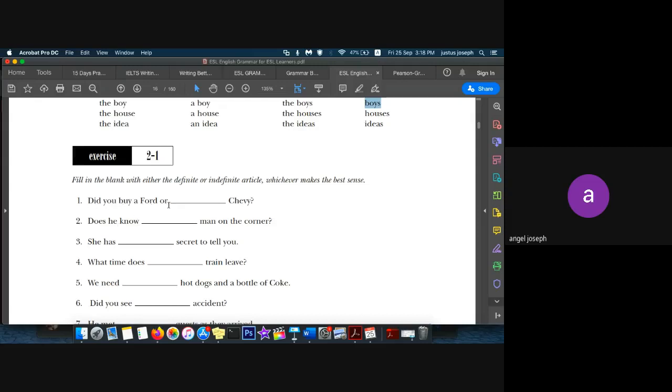Did you buy a Ford or dash Chevy? These are cars, Ford, Chevrolet, those cars. So somebody is asking a question. Did you buy a Ford or a Chevy? The answers are a and the, any one of them. Even if you don't know, just guess. Just three options, so 33.33% of the time you might be correct. So at least try.